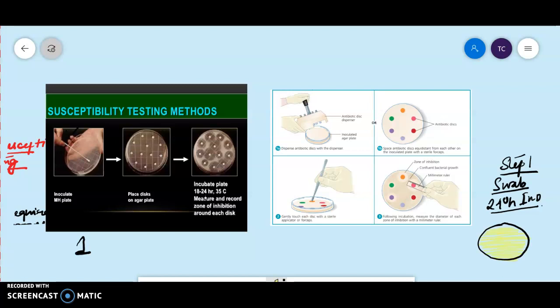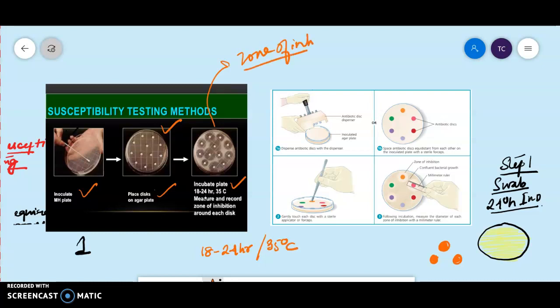Now you place your disc. So the next important point is that first you inoculate the plate, second you place the disc. You have discs impregnated with your antibiotics. Now you have to add these antibiotic discs into the plate. So you have put the disc into the plate. After that you incubate for 18 to 24 hours at 35 degrees C to produce your zone of inhibition.